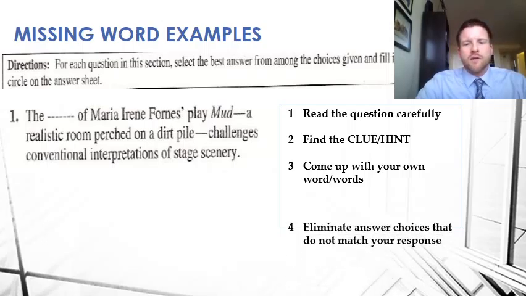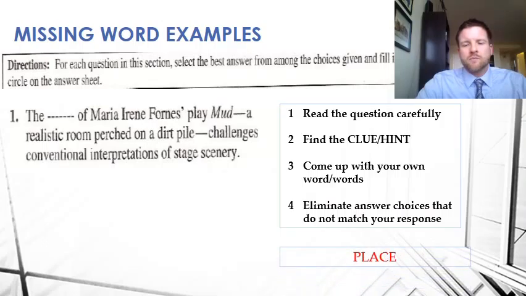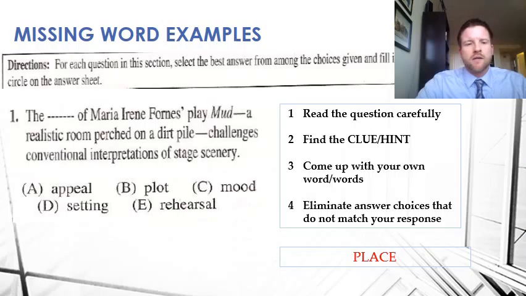So let's have a look here. We'll put our word there, place, and let's try to compare it to the different answers. Well, A, appeal. Is that the place? No. Is the plot of a play the place? No. Is the mood of the play a place? No. Is the setting of a play a place? Yes. Probably the answer. Rehearsal? No. That's okay. So we're going to go with D.